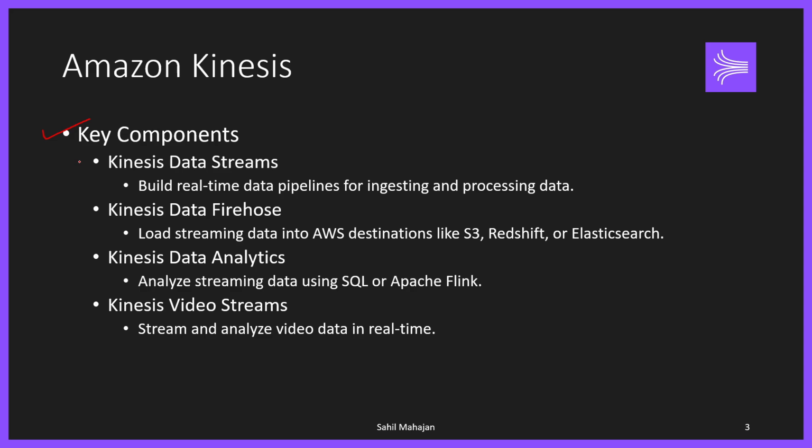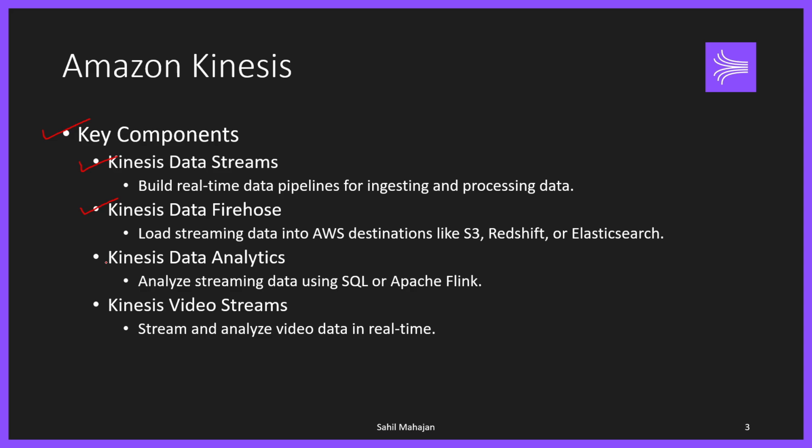First being Kinesis Data Streams. This is used to build real-time data pipelines for ingesting and processing data. If you have any data that you would like to ingest in real time, for example logs, metrics, or data collected from a lot of IoT devices, then you can use Kinesis Data Streams to create a real-time data pipeline.